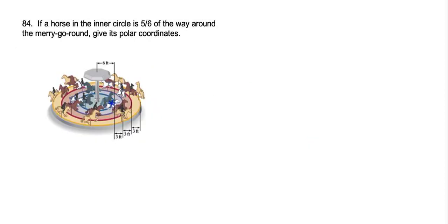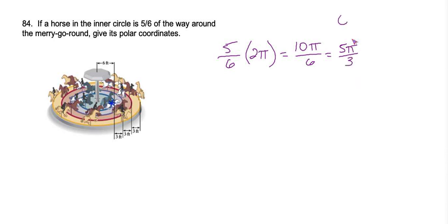Okay, final example. If a horse in the inner circle of this merry-go-round is 5/6 of the way around, we want to find its polar coordinates. Okay, this would be so easy. We want to be 5/6 of the way around, so that's 5/6 of 2 pi, which would be all the way around. So of course that would be 10 pi over 6, which would reduce to 5 pi over 3. So that is theta.